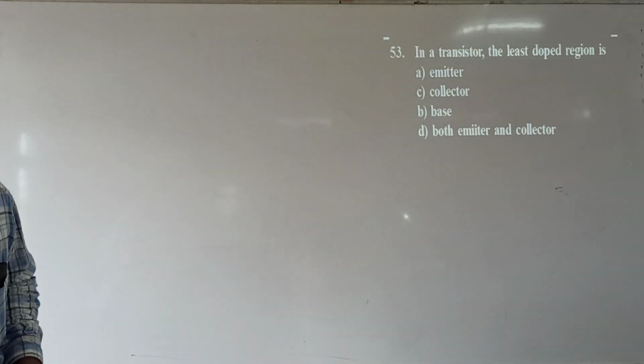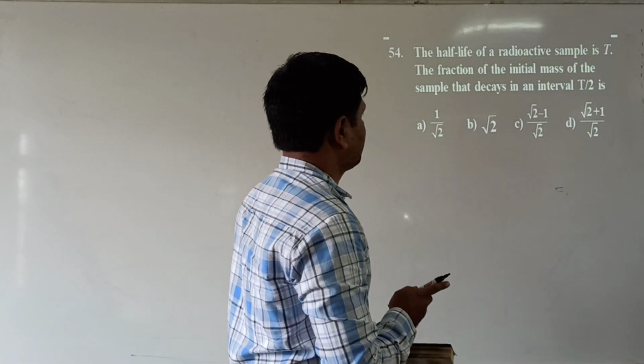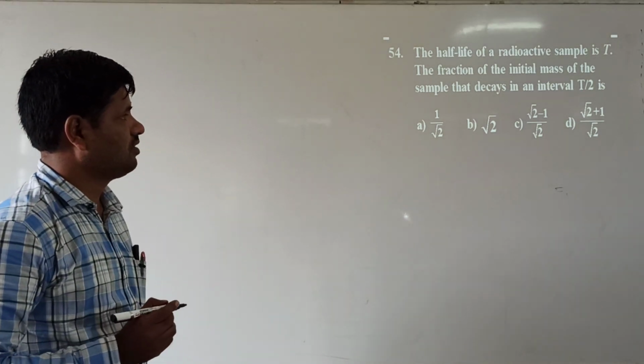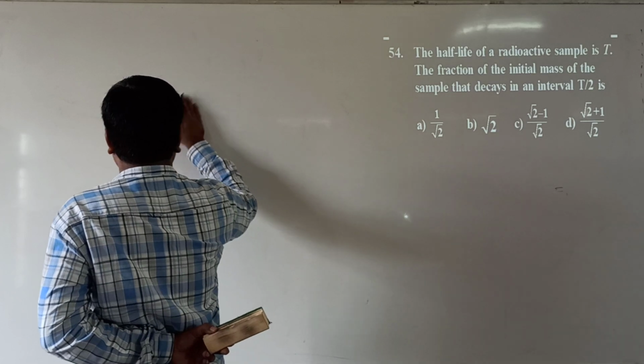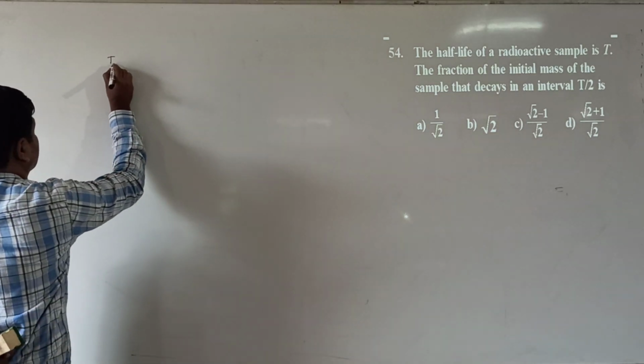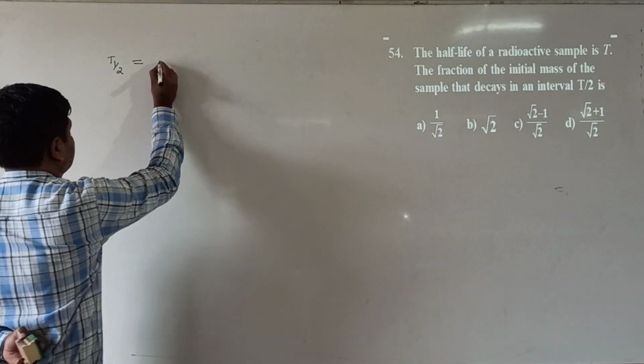Now we move to question number 54. The half-life of a radioactive sample is T. What fraction of the initial mass of the sample decays in the time interval T by 2? Here the half-life is given: T half is equal to T.